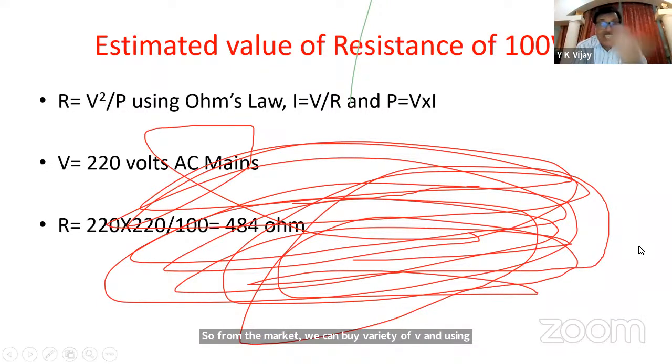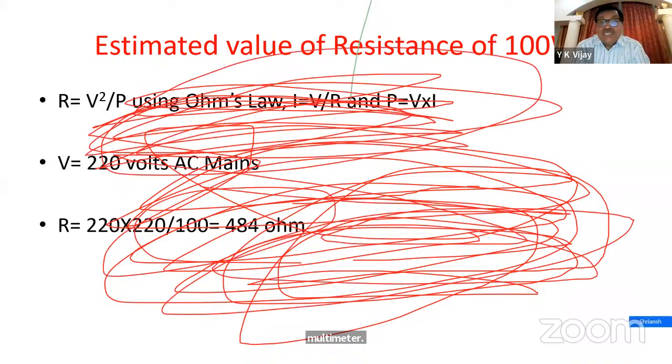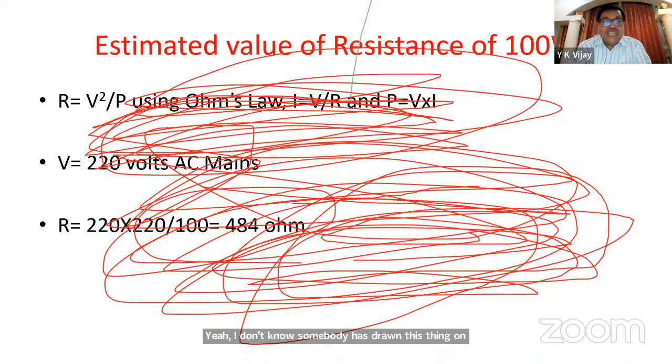We can check the value of the resistance. Not annotate. Yeah, I don't know. Somebody has drawn this thing on the screen. Why is it coming? I have not drawn. No, okay, children are doing it. Children are doing it. Okay.